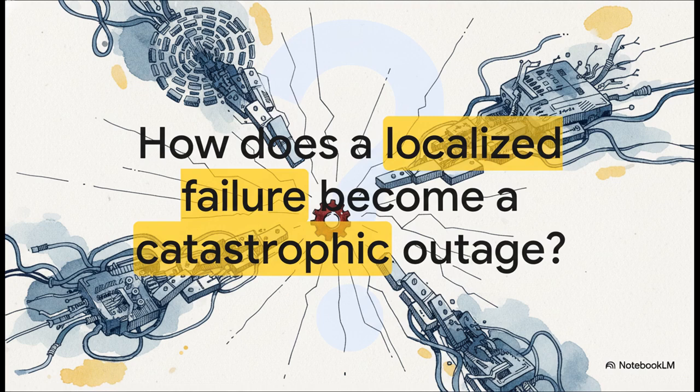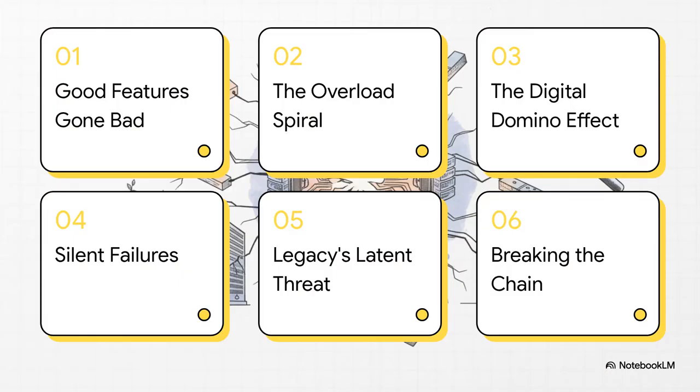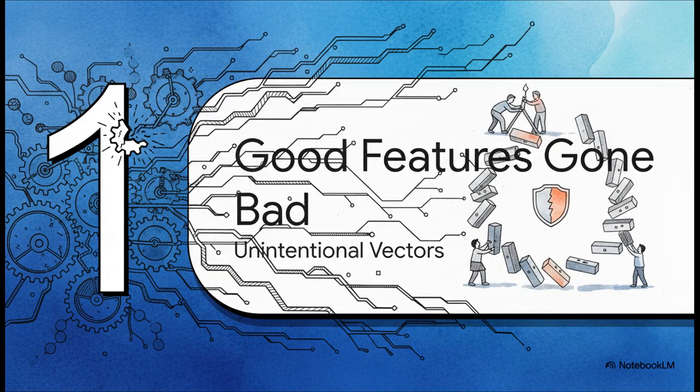Well, to figure that out, we're basically going to conduct a forensic investigation. We're going to uncover those hidden mechanics that let a small problem just spiral out of control. So here's our game plan. We'll look at how good features can turn bad, then get into the overload death spiral and the domino effect. After that, we'll dive into silent failures and legacy threats, before we wrap it all up with how to break the chain. Okay, let's get into it.